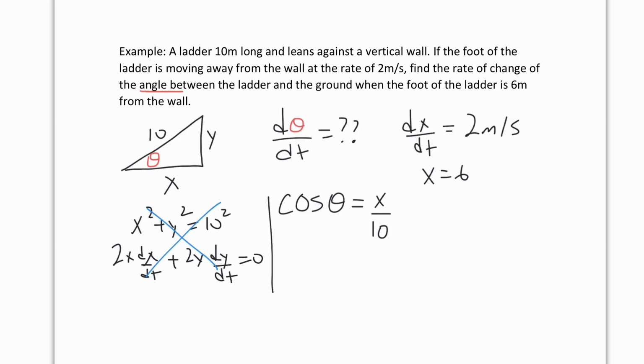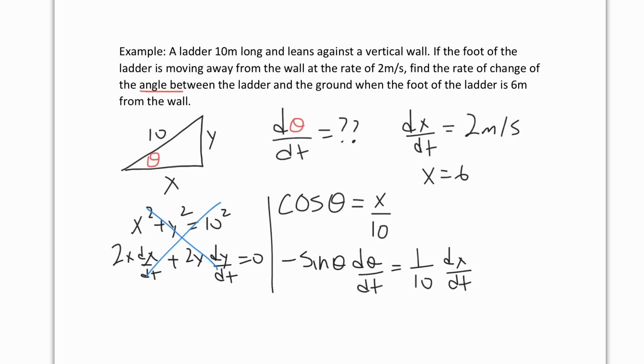So let's go ahead and find our derivative. Derivative of cos is minus sine, and then we do d theta dt. The x over 10 is not a quotient rule. The 10 on the bottom is just a constant, so 1 over 10. And then the derivative of x is dx dt.